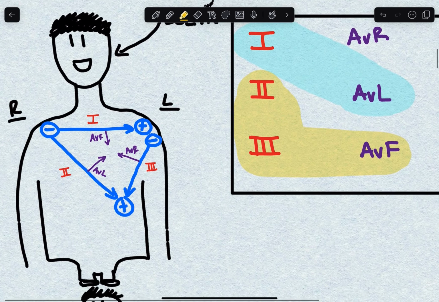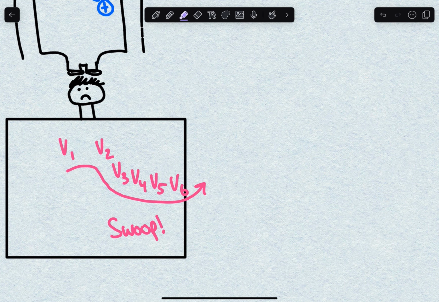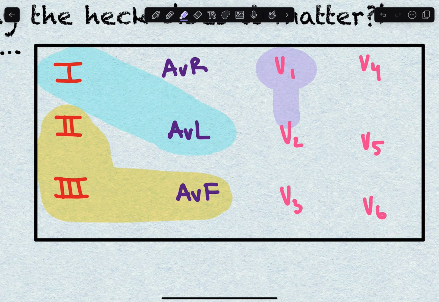Next up, we are going to take a look at our precordial leads. Remember, these guys sweep the chest starting anteriorly and moving laterally. So we are going to create a division at V4 to separate anterior from lateral. This gives us V1 through V4 as anterior. And let's highlight these purple on our 12 lead.